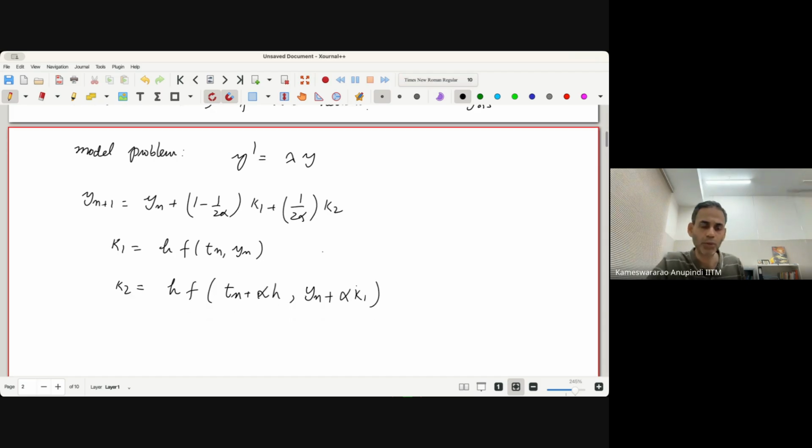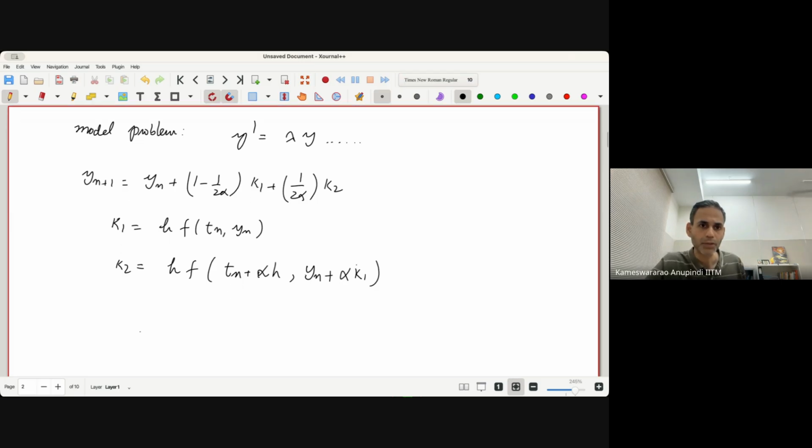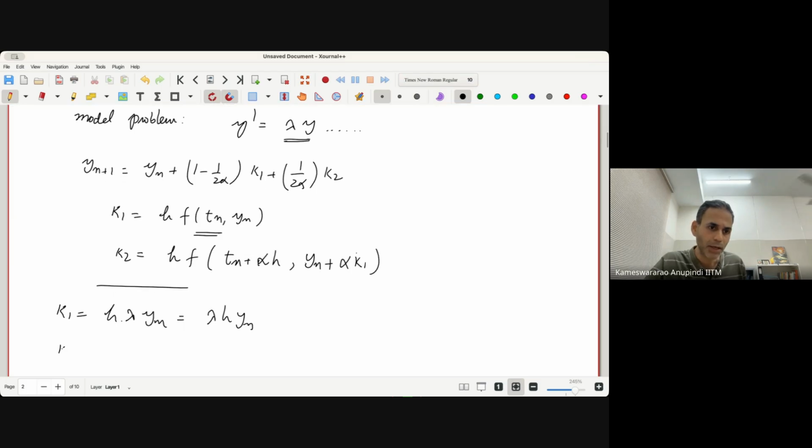Okay, so now I want to solve it for this particular model problem. For the model problem I have, my k1 is going to be h times f of tn and yn. f of tn and yn is my lambda y. The right hand side is only a function of y in this case. There is no dependency on t. So f of tn and yn is nothing but lambda times yn. That means k1 is lambda h yn.